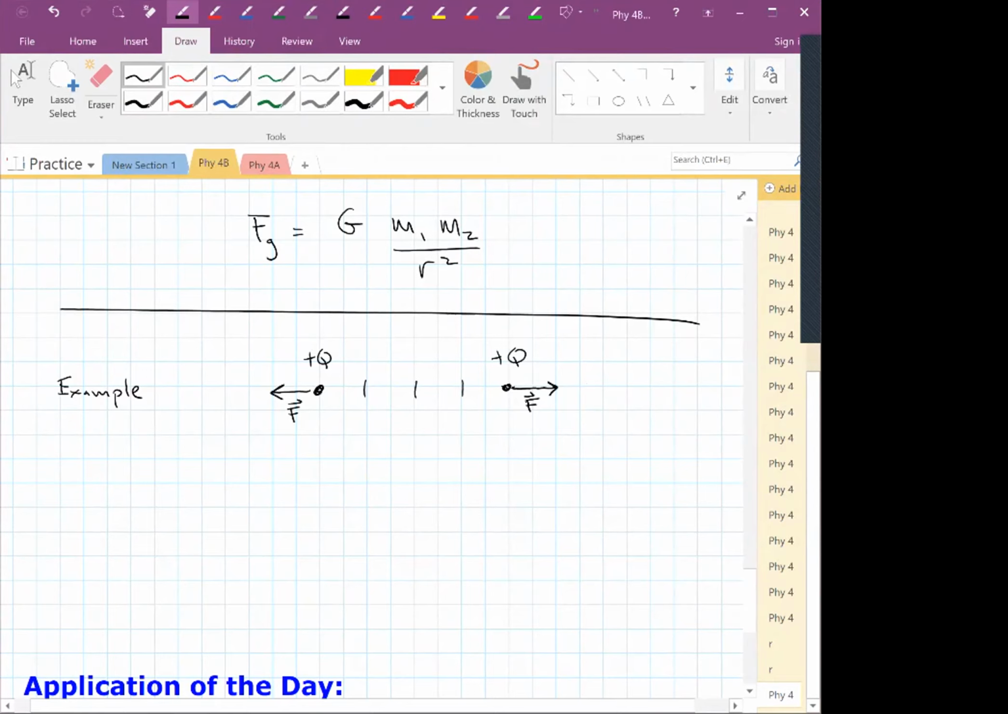Now I want you to draw the forces for these different cases here, based on my drawing. So we're going to pick the same spacing. And we're going to double, this is going to be a plus 2q. So go ahead and draw the forces there on each of those charges in your notes.